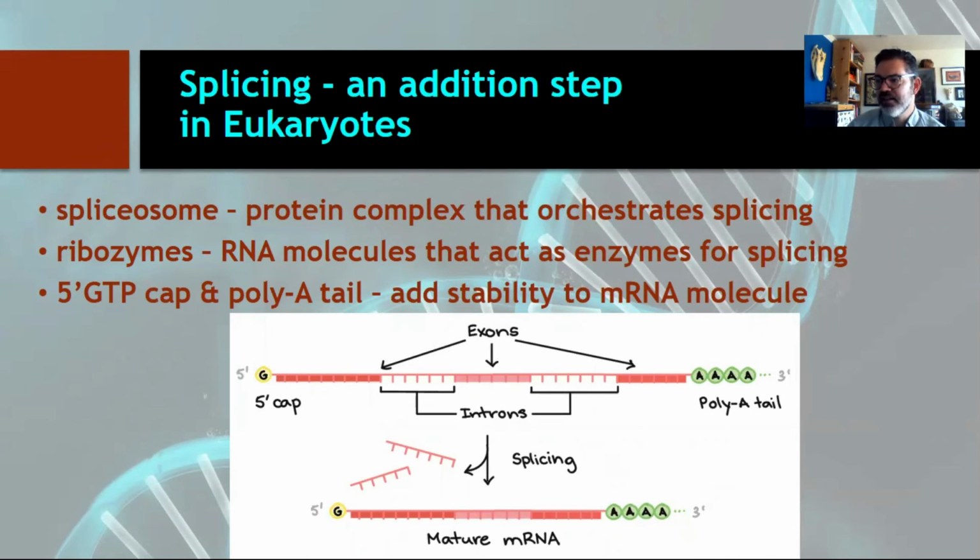A sequence of adenosines is added to the end of the spliced mRNA molecule. This is called the poly-A tail, and it stabilizes the molecule. Lastly, a GTP cap is added so that the ribosome has a molecule to grab to start the process of translation.